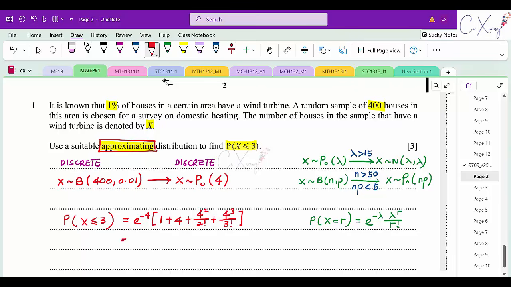Okay, then just get the answer from the calculator. You'll get the answer 0.433, correct to 3 significant figures. Alright, so this is how we answer question number 1.